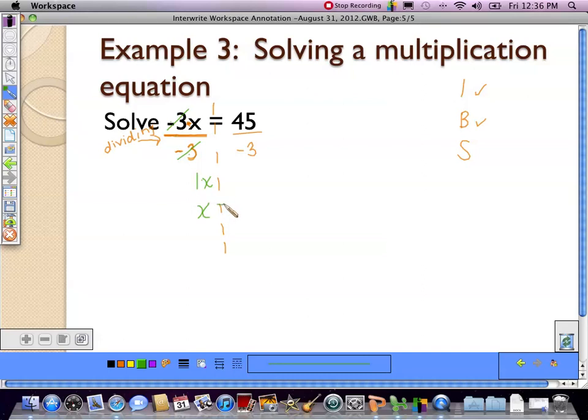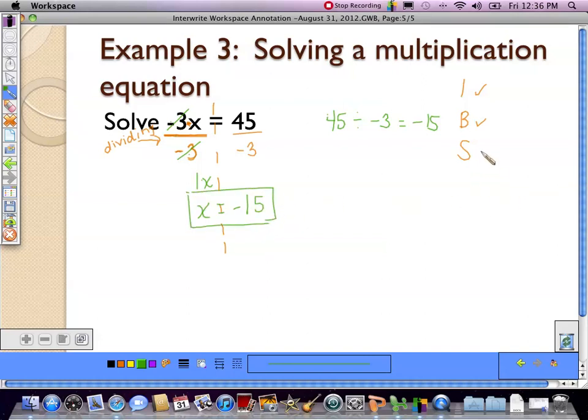Your equals will come down, and then you have 45 divided by -3. 45 divided by -3. Remember your dividing rules for integers. A positive divided by a negative equals a negative, and then 45 divided by 3 equals 15. So x equals -15.